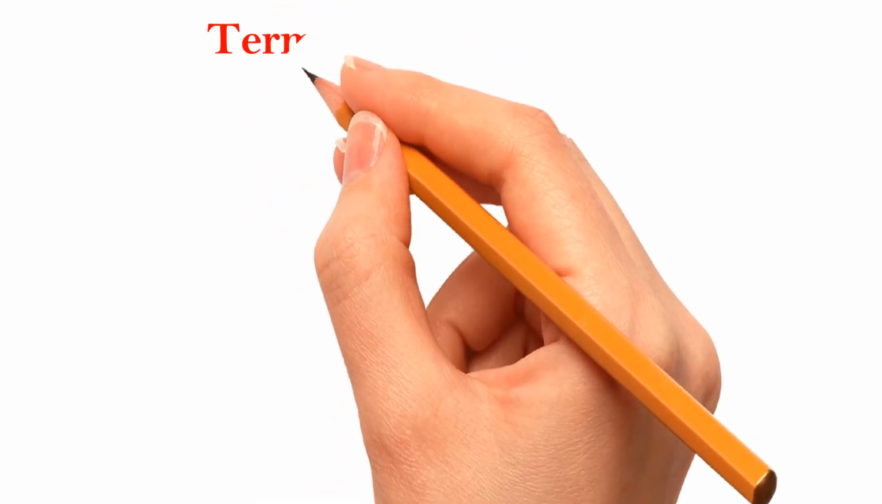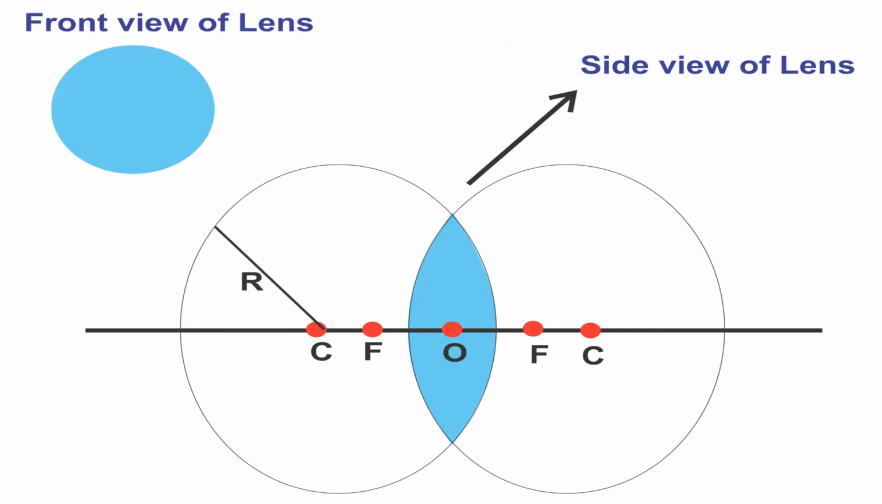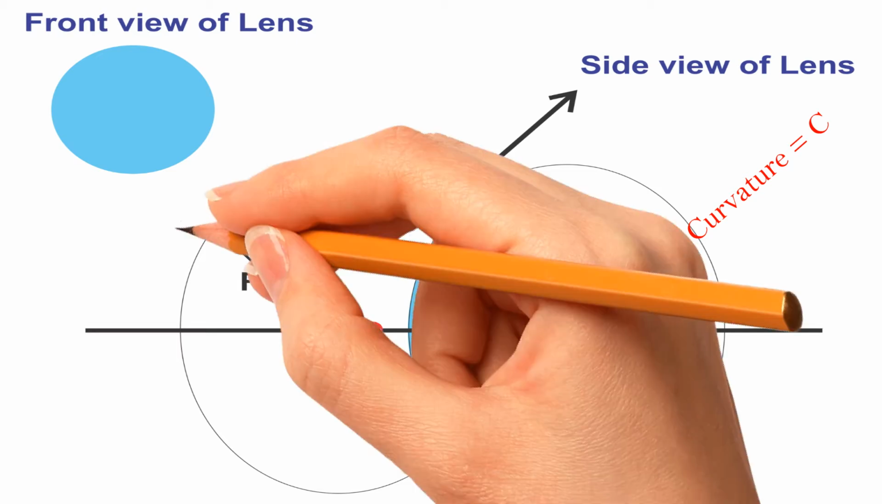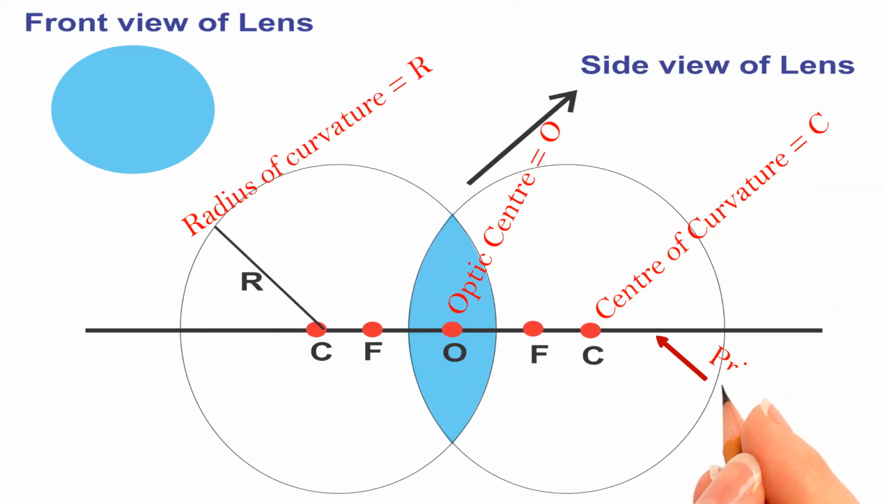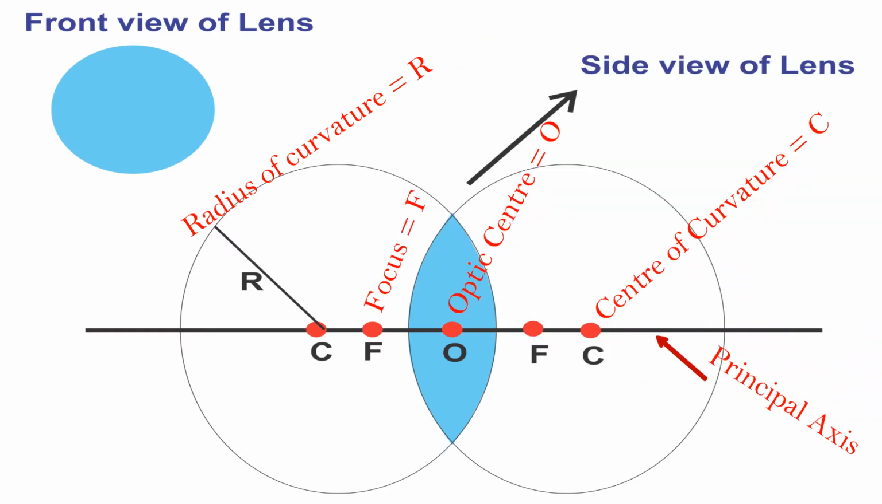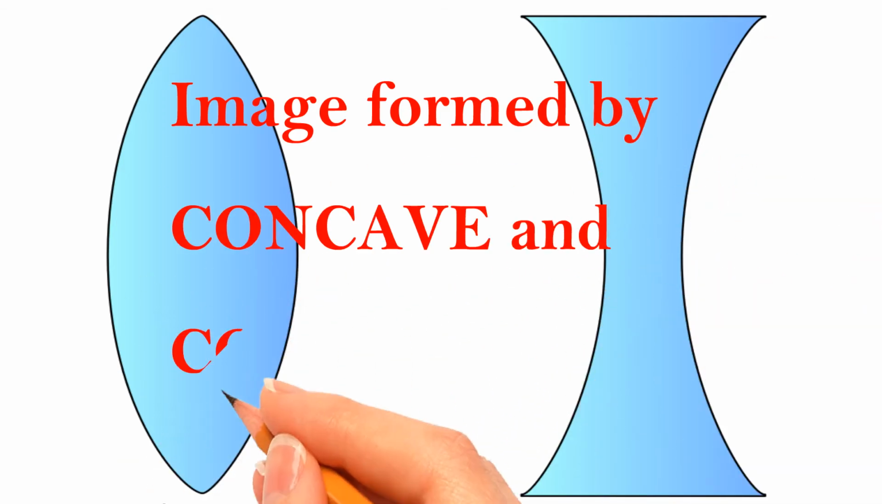Good morning, children. In our previous session, we discussed the terms related to lens. They are center of curvature, radius of curvature, optic center, principal axis, focus, and focal length. These are the terms we already discussed in our earlier classes. Today, we are going to learn images formed by a concave and convex lens.